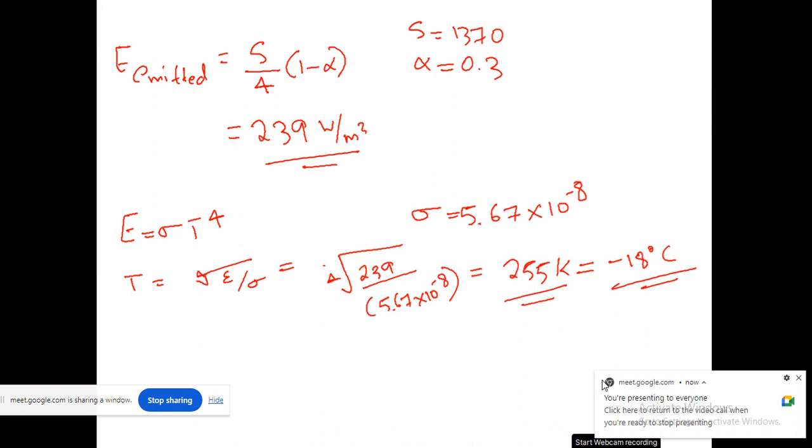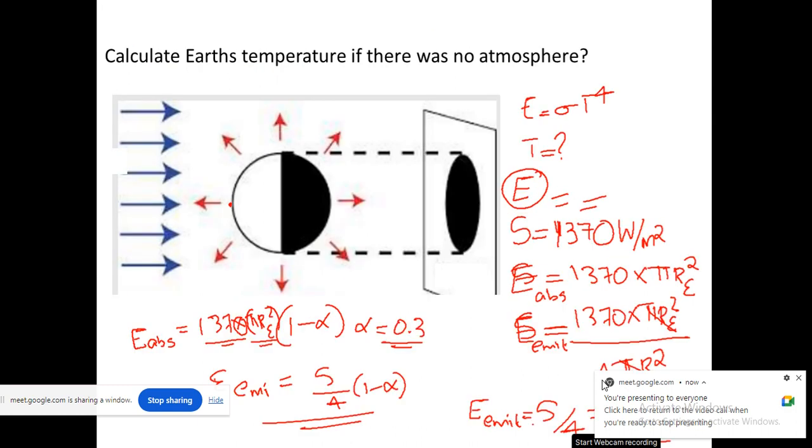We calculated this basically using the Stefan-Boltzmann law, E is equal to sigma T raised to 4. We first found E, which is the energy emitted by the Earth. So we started with the solar constant, worked it out, and found the energy being emitted from the Earth's surface. We also considered the albedo of the Earth, which is the amount of energy reflected back to space before absorption happens. Before the Earth absorbs any energy, some amount is reflected back to space. That value is given by albedo.